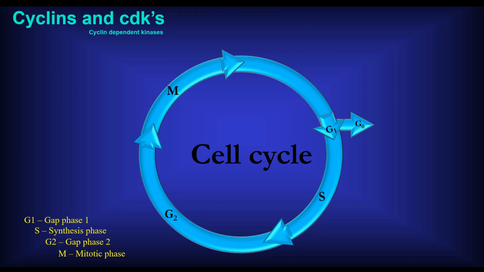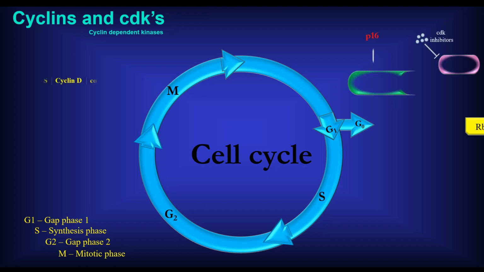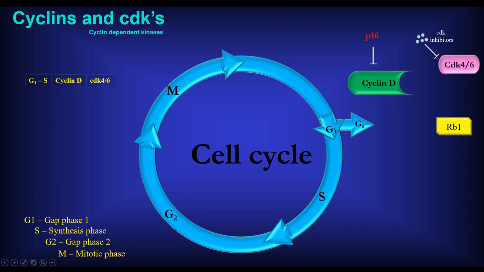Now let's look at the G1 and the S phase transition. For the G1 S phase transition, you need a cyclin D and a cyclin dependent kinase, which is cyclin dependent kinase 4 or 6. So we need cyclin D and cyclin dependent kinase 4 or 6. These two have to be together to function. So this is blocked from coming together by another protein which is called P16.